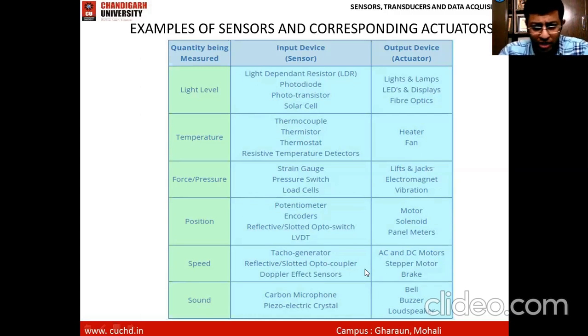And similarly, one more example I take is of sound. Sound sensors are piezoelectric crystals. I'll discuss this in the next slides as well. The piezoelectric crystals are the sensors, and output devices can be bell, buzzer, loudspeakers, and so on. Generally, sensors can be used to raise an alarm. Like when the temperature goes above the threshold limit, they may raise an alarm, buzzer, loudspeaker, anything. So that is the example of sensors and actuators.